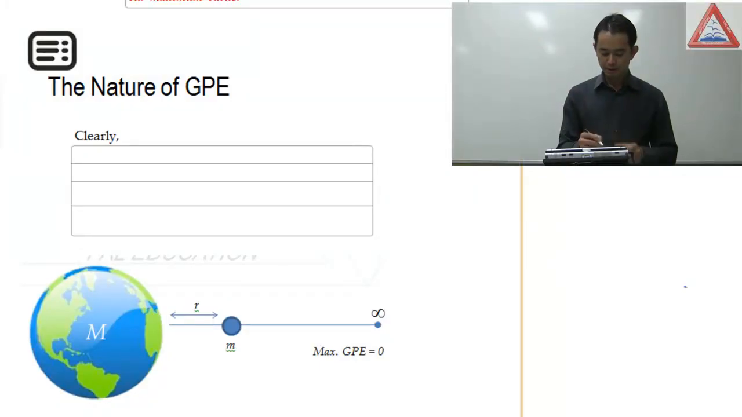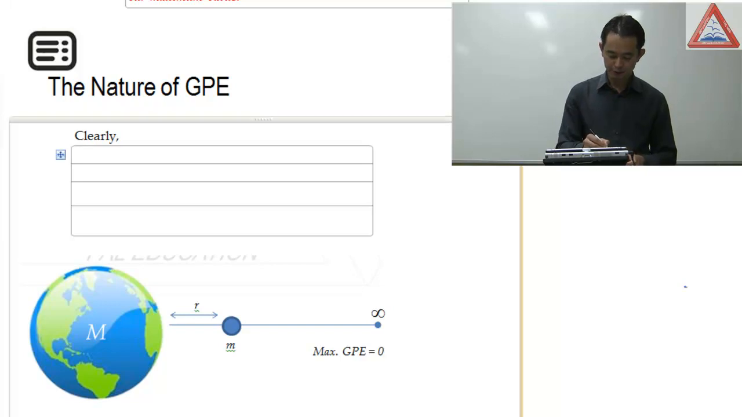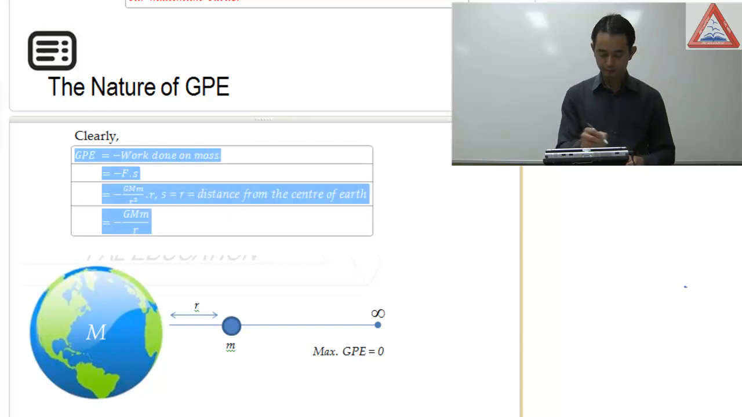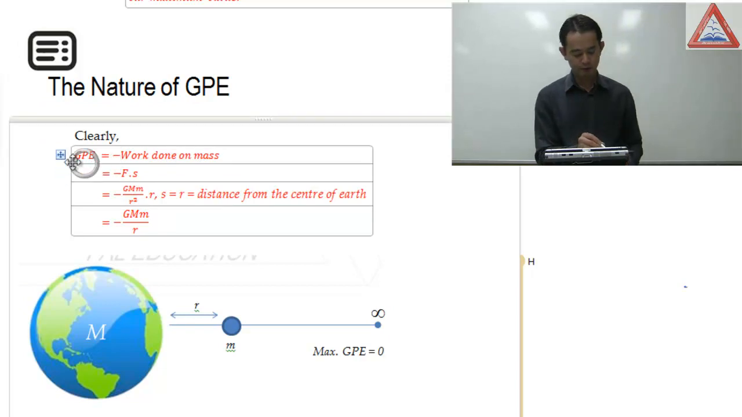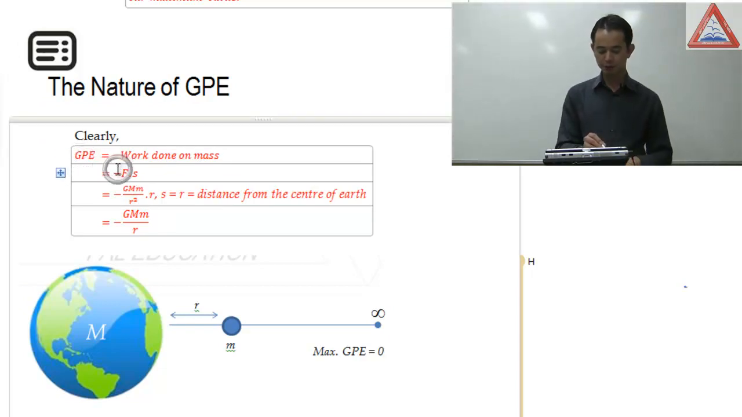So I hope you got that. Now, let's go and do some actual calculation of GPE. All right. If you look at my calculation here, it's quite simple. GPE is equal to the negative work done on the mass.